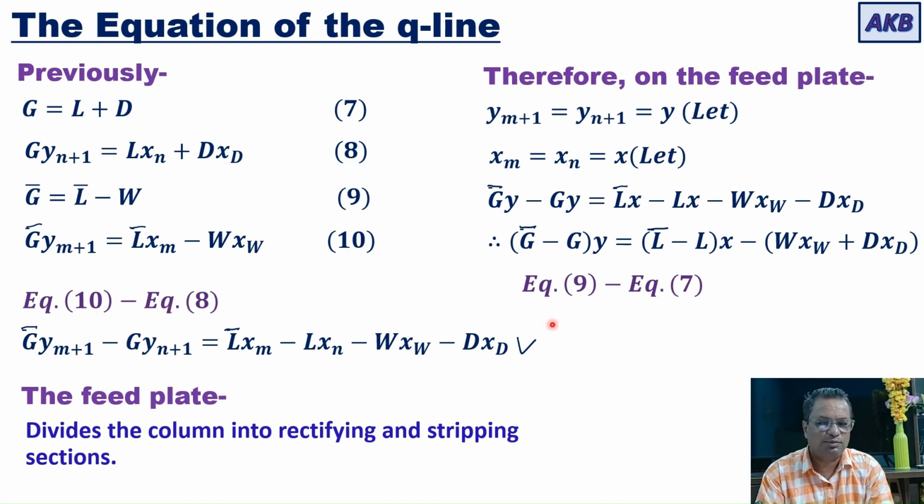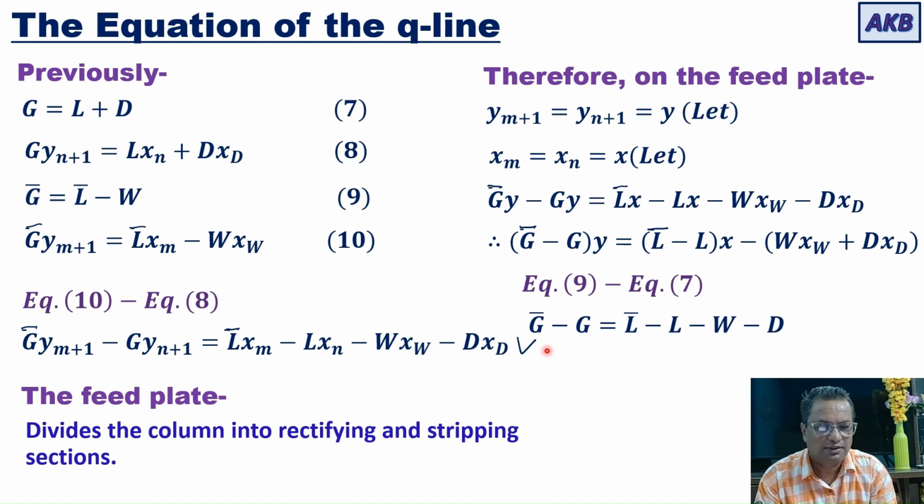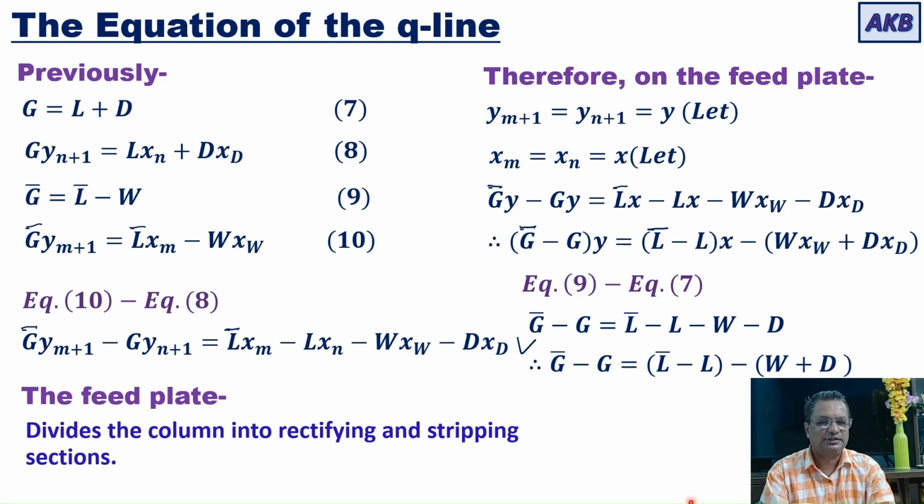Now let us perform the second task. The second task is that equation 7 will be subtracted from equation 9. So it will be G bar minus G is equal to L bar minus L minus W minus D. That is, G bar minus G is equal to L bar minus L, and over here you can take the negative sign common, so it will be minus W plus D. Okay. So let us continue with this.